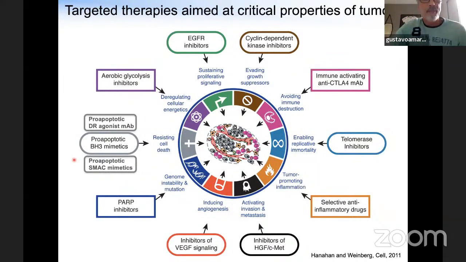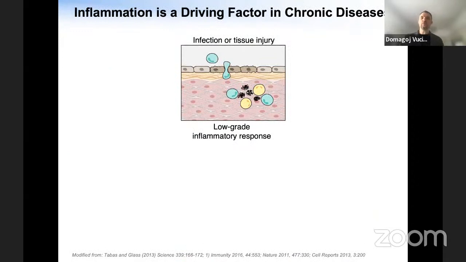All right. Should I continue to the last part? Yes, you should. Okay. Well, now we're going to go a little bit into inflammation. Not a little bit, a lot.